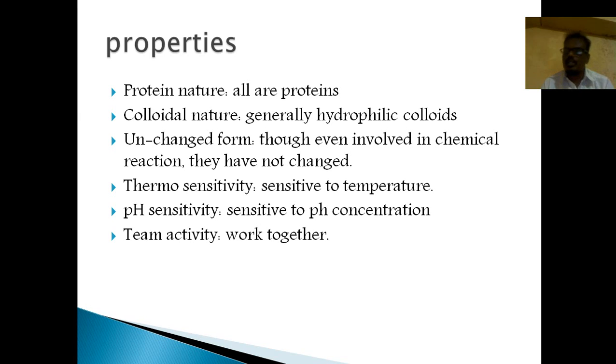They are protein in nature. Number one is protein nature. Protein nature means all are proteins, proteinaceous substances. Colloidal nature means sticky nature. Generally they are hydrophilic colloids, so they are sticky in nature. Then the third one is unchanged form. Unchanged form means that without changing themselves they are involved in chemical reactions.